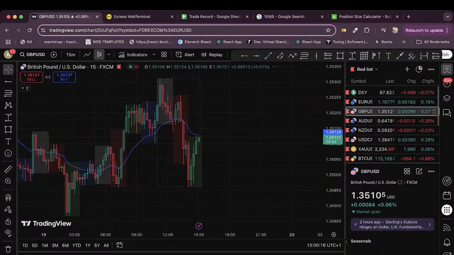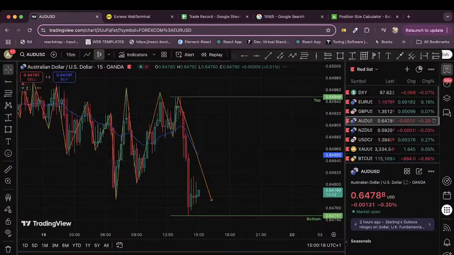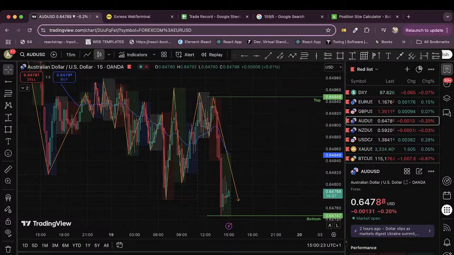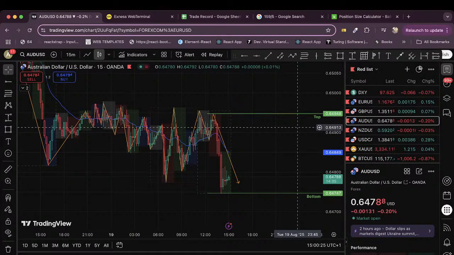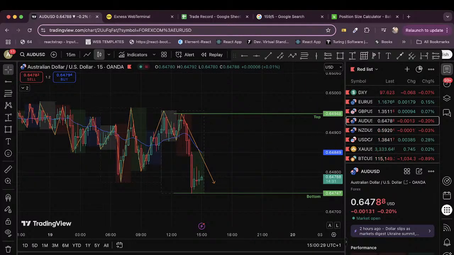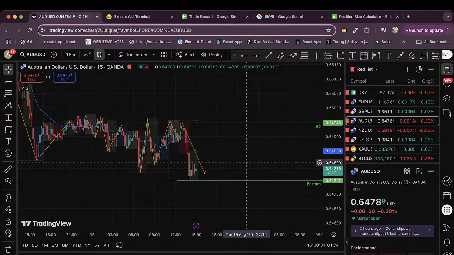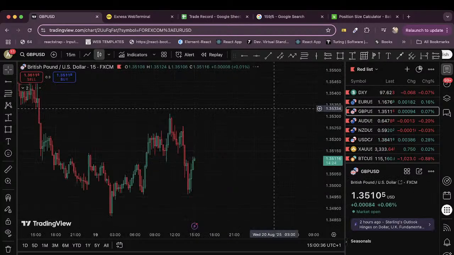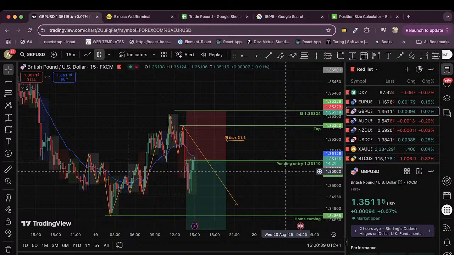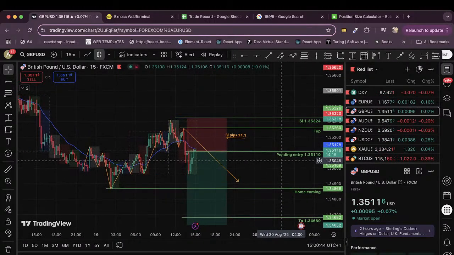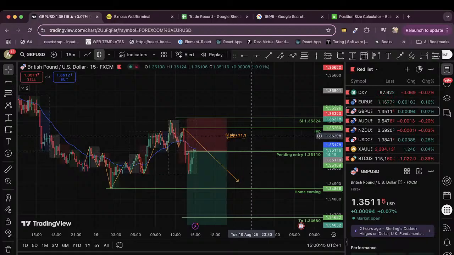Let me even see what Aussie dollar is doing. You see, Aussie dollar is still weak. I think the one before might have been right. Maybe we should have waited for Aussie dollar. But I think British pound was more attractive for me. That's why I took it. I might be right, I might still be wrong. But either way, I'm already in, so I cannot do anything at this point.